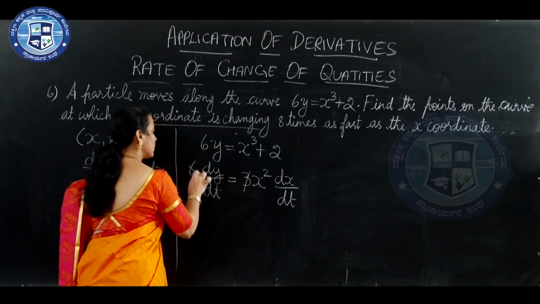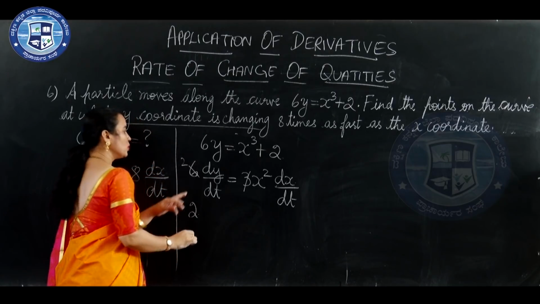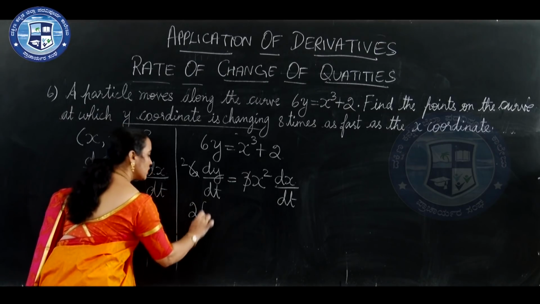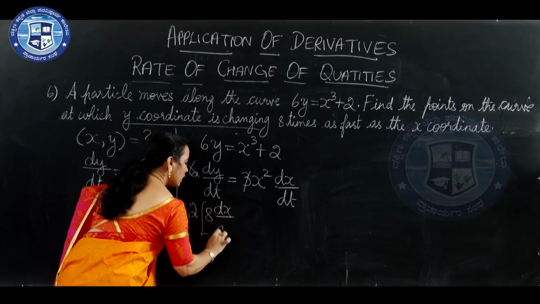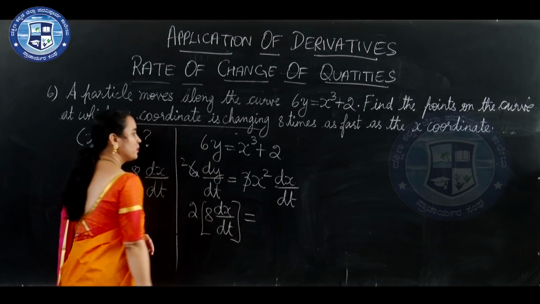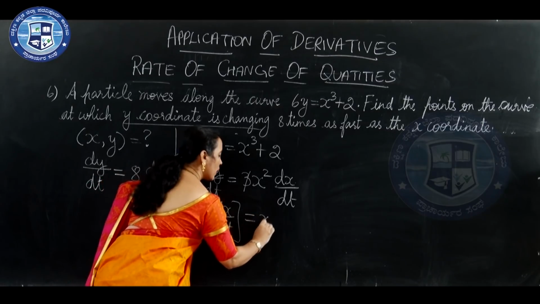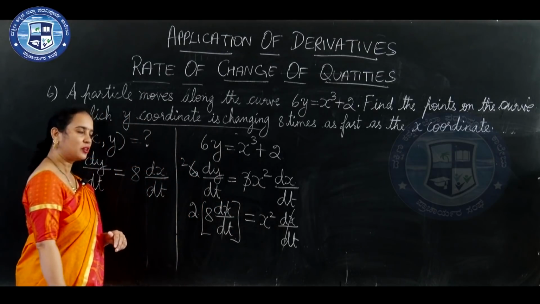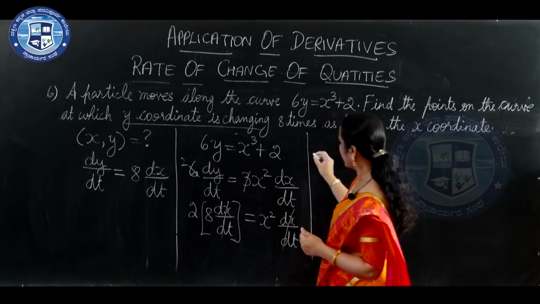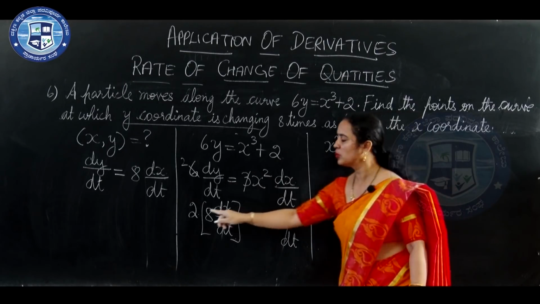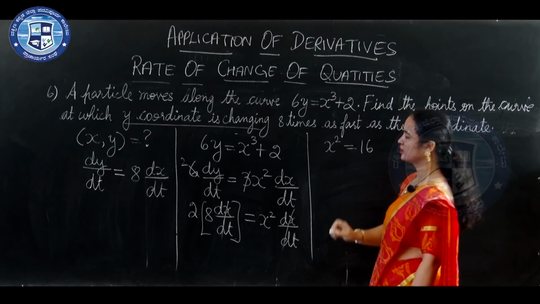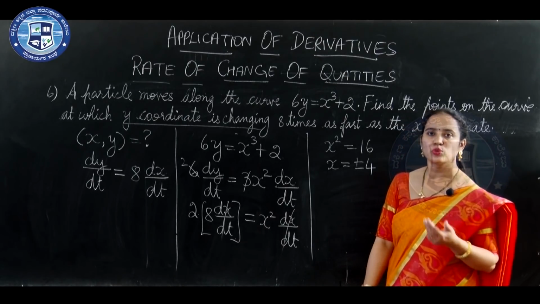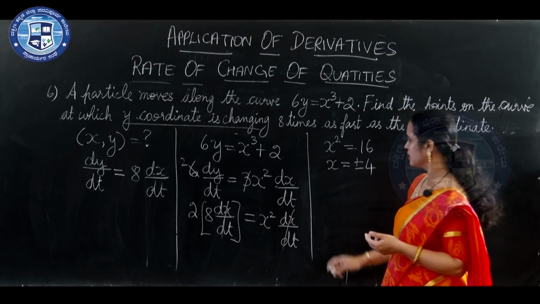Let us simplify this. So, you will have 2 into, now dy by dt is given as 8 into dx by dt. So, just substitute it, 8 into dx by dt is dy by dt. Now, this is equal to x square dx by dt. Cancel out dx by dt on both the sides. So, you will be having x square is equal to 2 into 8 is 16. So, x will be plus or minus 4. So, you have two values of x, one is plus 4, another is minus 4.